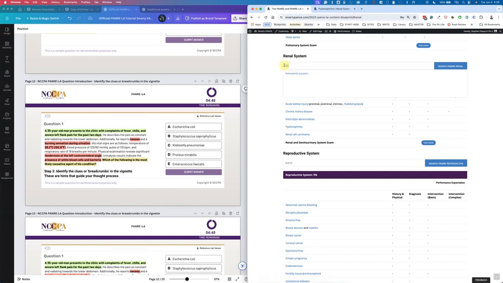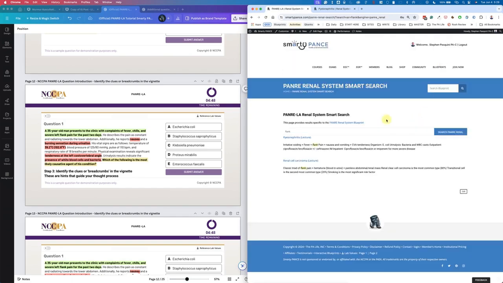Now, if I did flank here like this, and I click search PANRE, it's going to take me to this system smart search page, which just searches renal, and it gives me a very quick breakdown of clickable options that I can look into. So what's really nice about Smarty PANCE is that on the smart search, it gives you this fever, flank pain, right? It summarizes it, CVA tenderness. Wow, that is this patient. And here's the answer, organism E. coli. There you go.